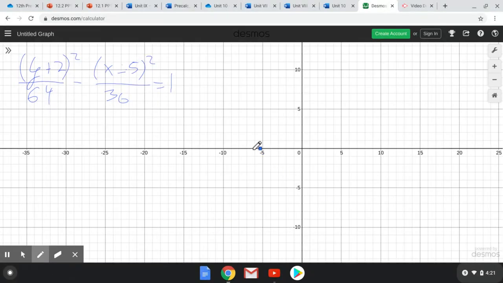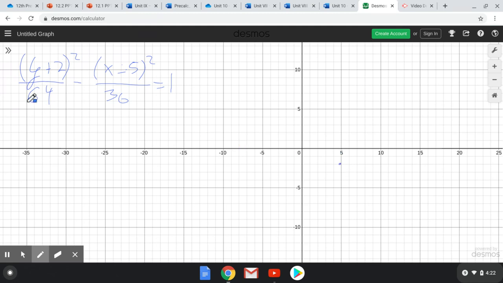So the very first thing that I want to plot on my graph is going to be my center. That's always going to be true, though. You always want to do your center first. So the center is at (5, -2). So I come over to (5, -2), and my center is right here. Okay, so that's my center.